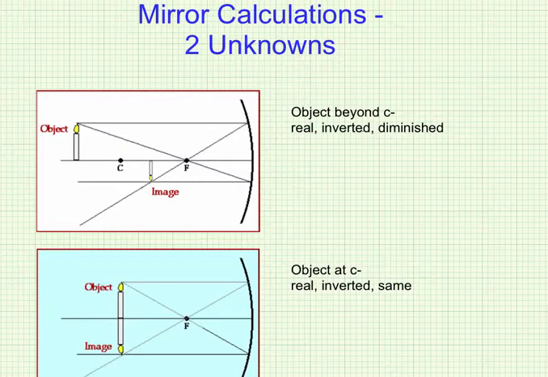Now I've got this first diagram here, and we have the object that is placed beyond C, and you can see that the image is inverted, it's real, and it's diminished. Every time you have a real image, DI is going to be positive. Every time. Every time it's inverted, DI is positive. Now, it doesn't have to be diminished, but these two are always going to have an image distance that's positive.